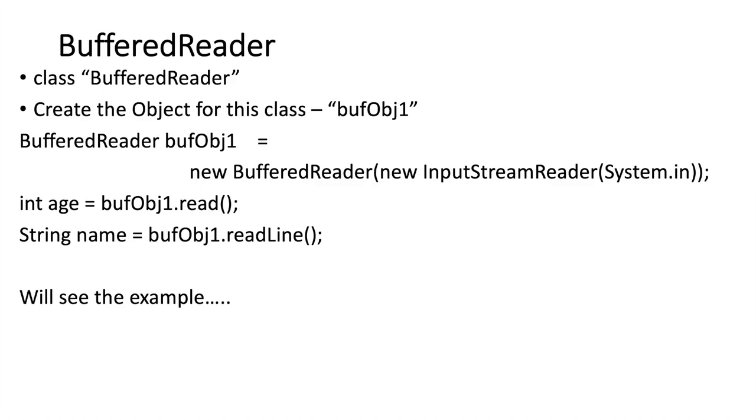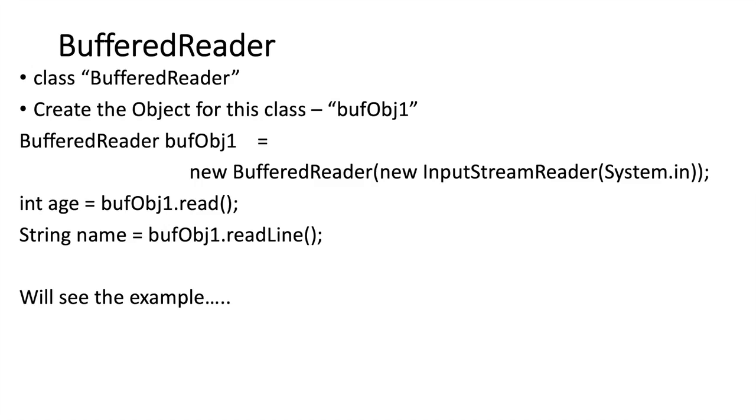So BufferedReader will store the data in a temporary manner, right? Then it will go to the next level. Here see the example: int age is equal to buffer object.read, right? So here read. Now String name is equal to buffer object.readLine. So this is how you can read. You can get the input using the methods of the same BufferedReader object: you can read and you can readLine.